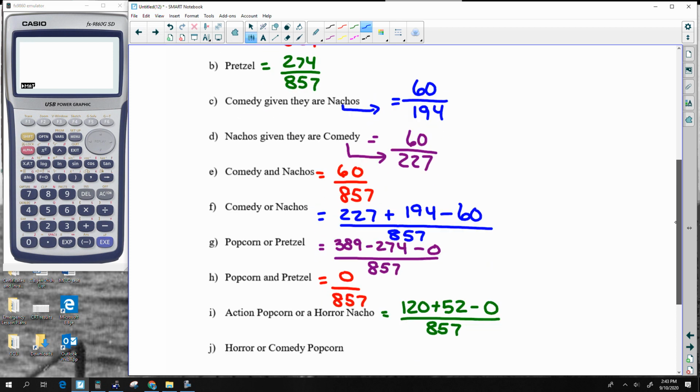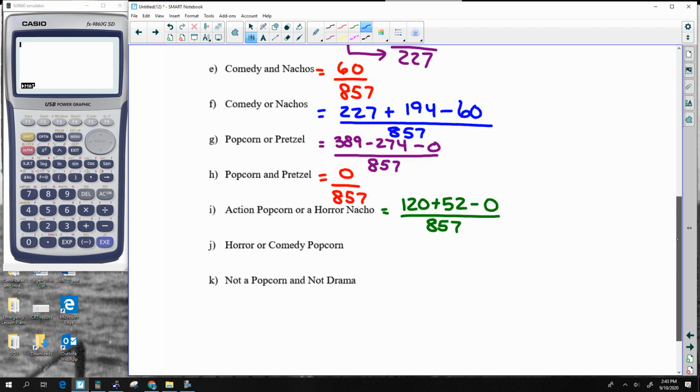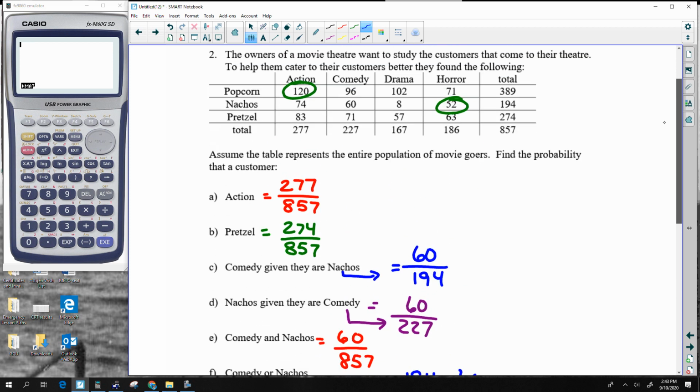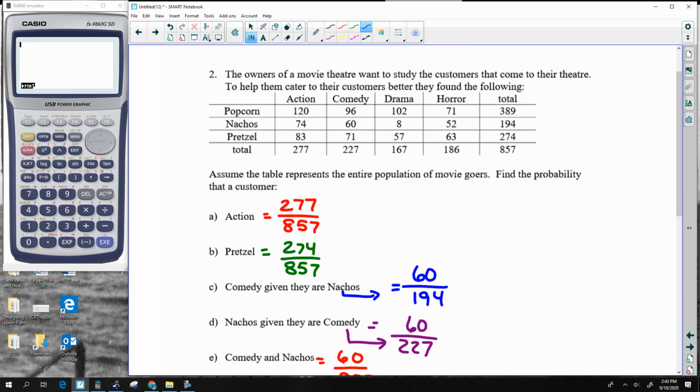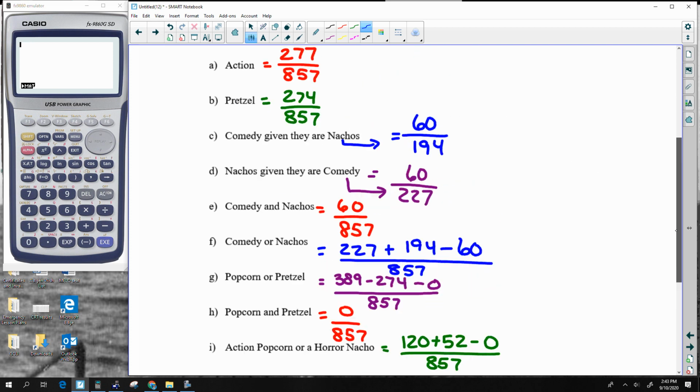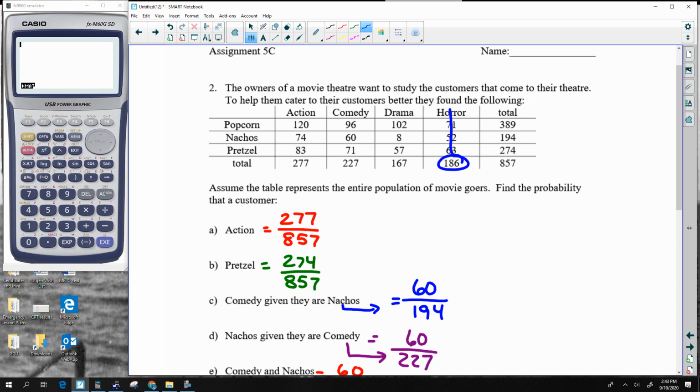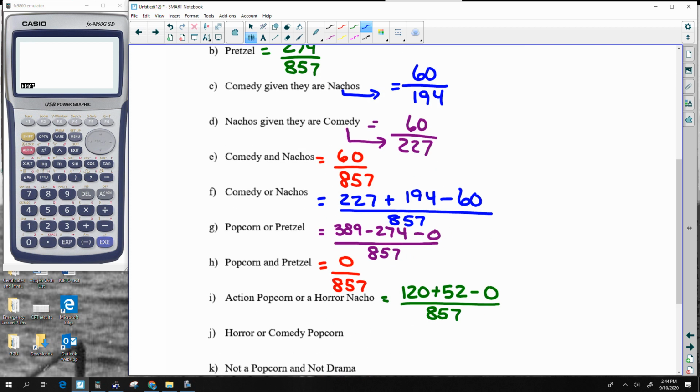Next, we have horror or comedy popcorn. Horror or comedy popcorn. They don't intersect at all. So that's 96 and 186, or vice versa, 186 and 96, minus no intersection, out of 857.